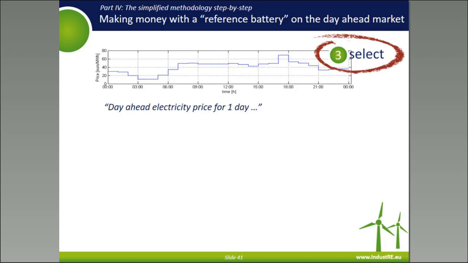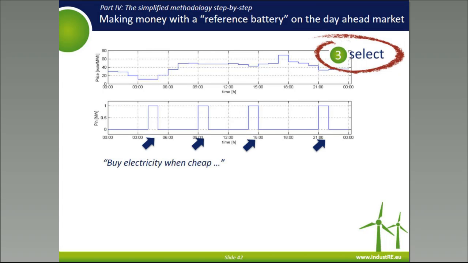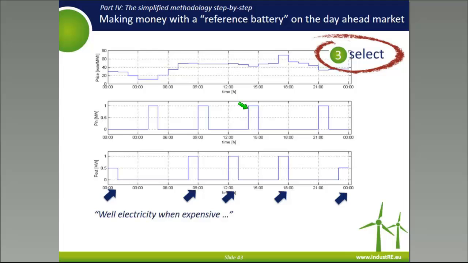And the trick is, of course, if I have a battery and I want to make money on the day-ahead market, I try to buy electricity at the moment that it is cheap. That's what you see in this graph. I can take the pointer here. So here you see the moments where I can buy electricity. Then, of course, the next trick is to sell it when it is very expensive. So at these moments in time, the electricity price is relatively high. So that's the ideal moment to sell the electricity.